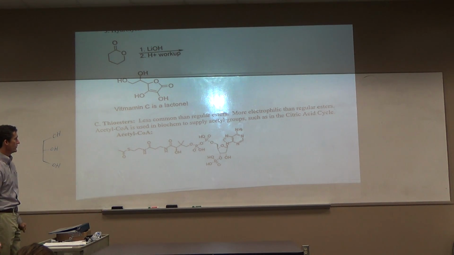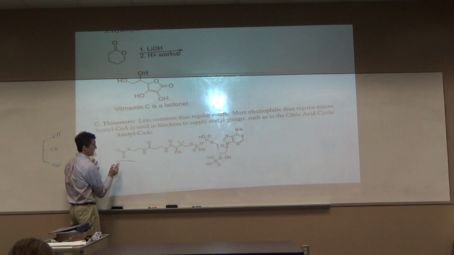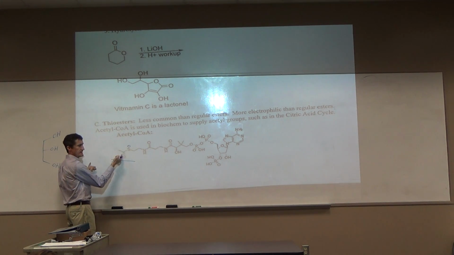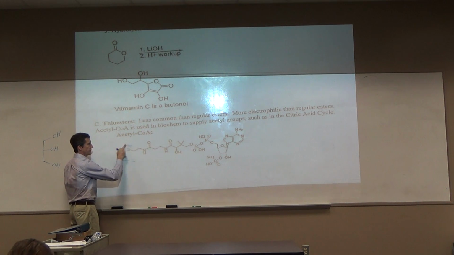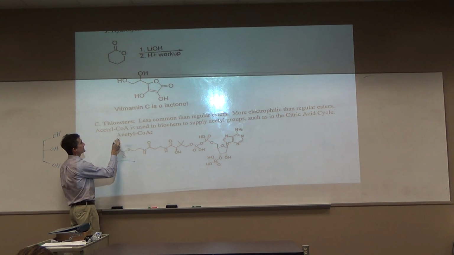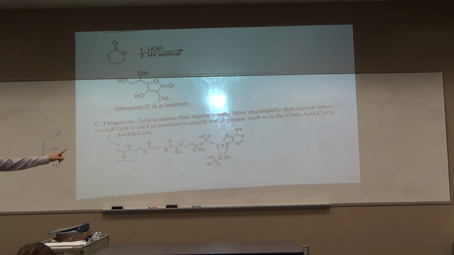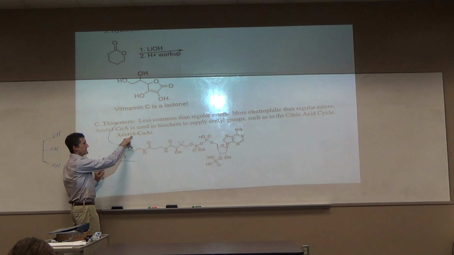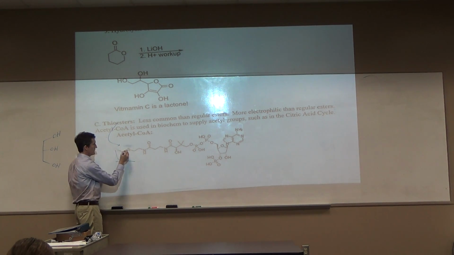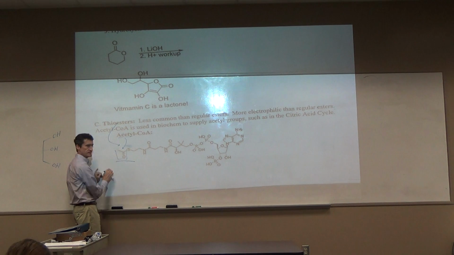Thioesters. Right here on the end. Okay? If that was an oxygen, what would that be on the end here? An ester. But instead we have a sulfur bonding to carbonyl, a thioester. And what is the name of this big molecule, which you will see in biochemistry? Acetyl-CoA, coenzyme A. Yeah? Where's the acetyl group? Oh, right here. Okay, it's the acetyl group.